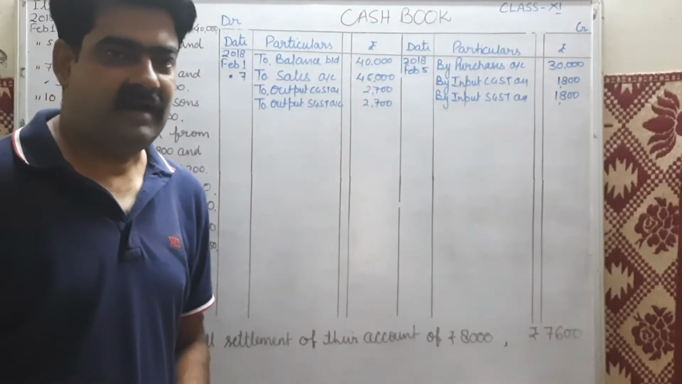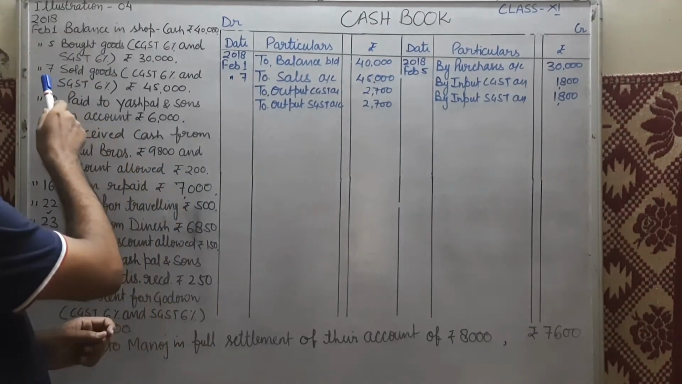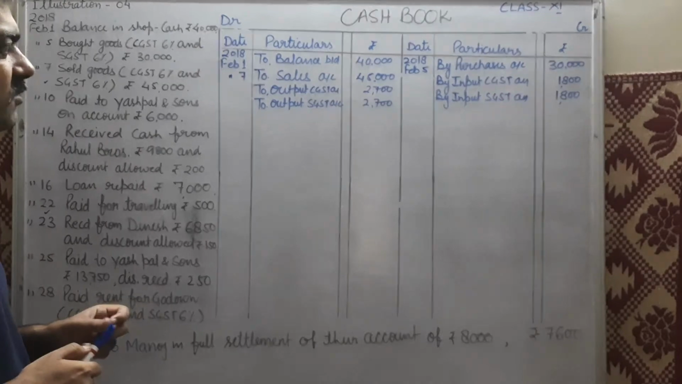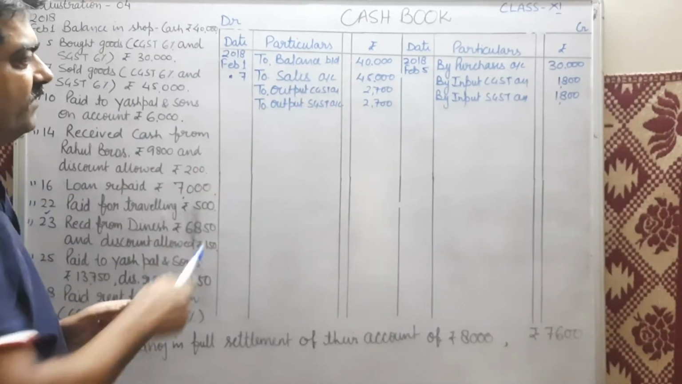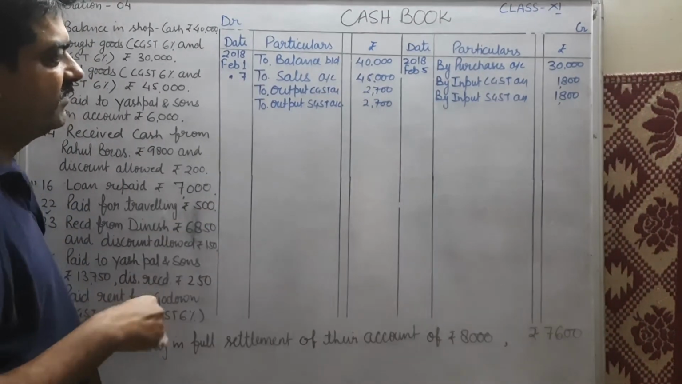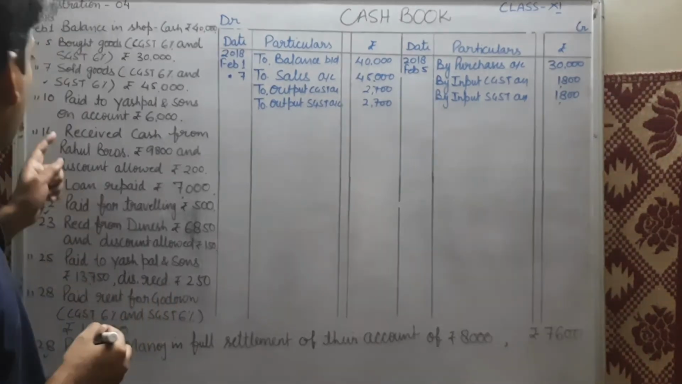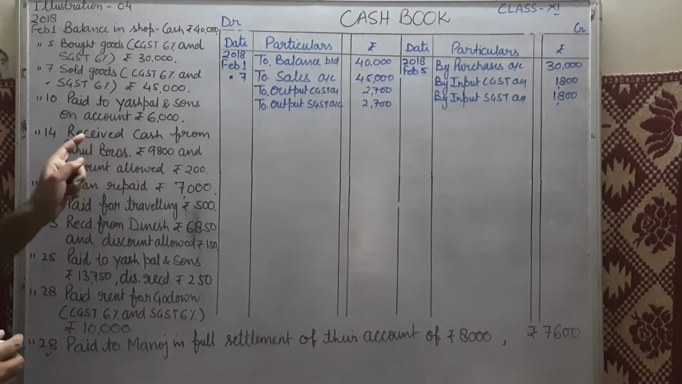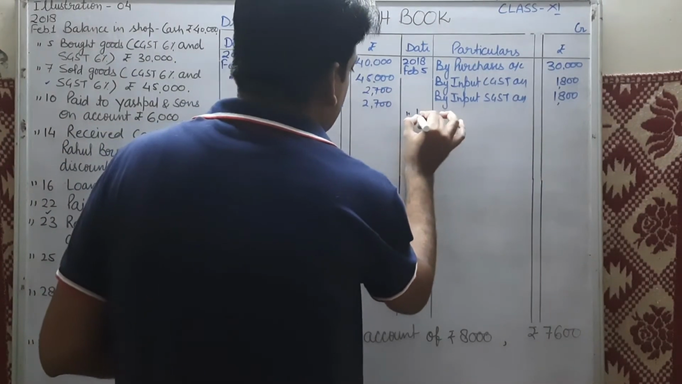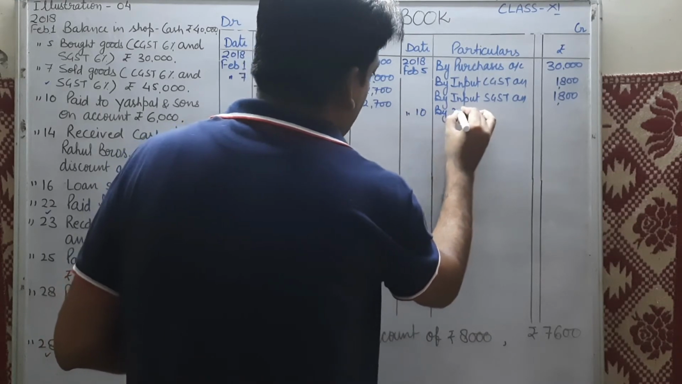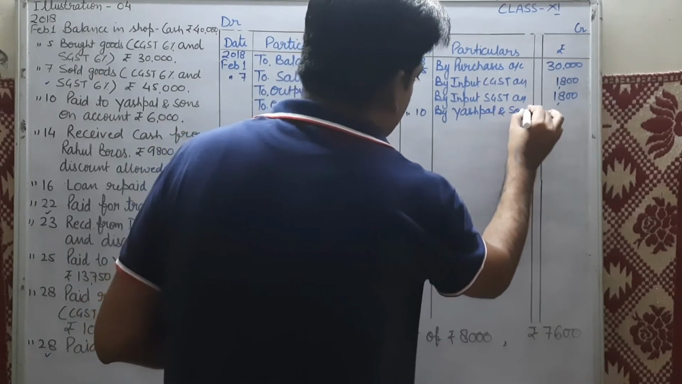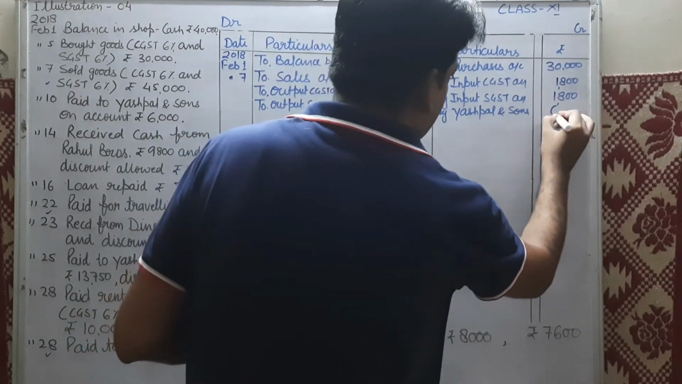See few more transactions, students. So on Feb 7, that previous transaction was sold goods, CGST 6% and SGST 6%, rupees 45,000. So to sales account 45,000 will come, and on 45,000 we will calculate 6% CGST and 6% SGST, that will come 2,700 each. Now our next transaction is paid to Yashpal and Sons on account rupees 6,000. So this is a simple payment. Feb 10, by Yashpal and Sons, and rupees 6,000 will come in credit side.